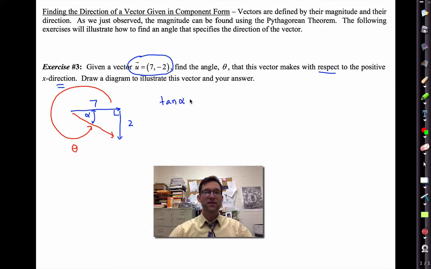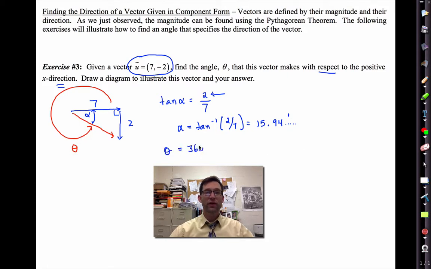In fact, I can say that the tangent of alpha is 2 divided by 7. Please notice that I dropped the negative here. I'm really working within a triangle where all the side lengths are positive. All right? I can easily use my calculator now to find the inverse tangent of 2/7, and that'll be ugly, 15.94 degrees.